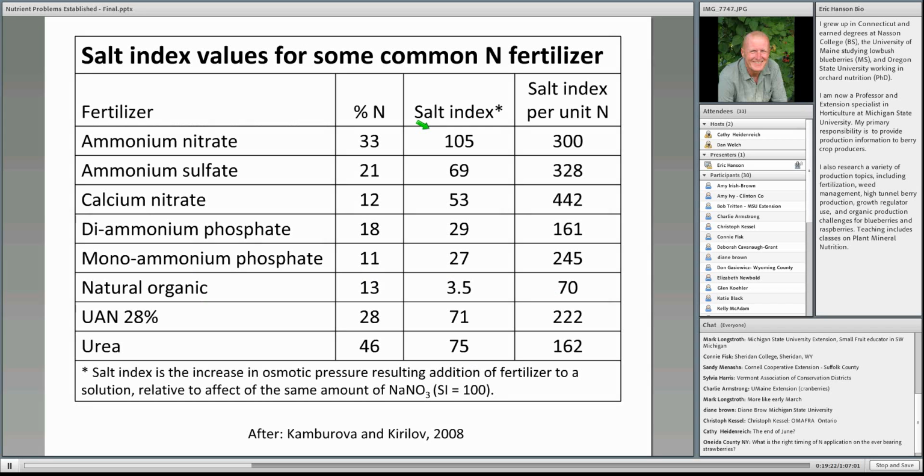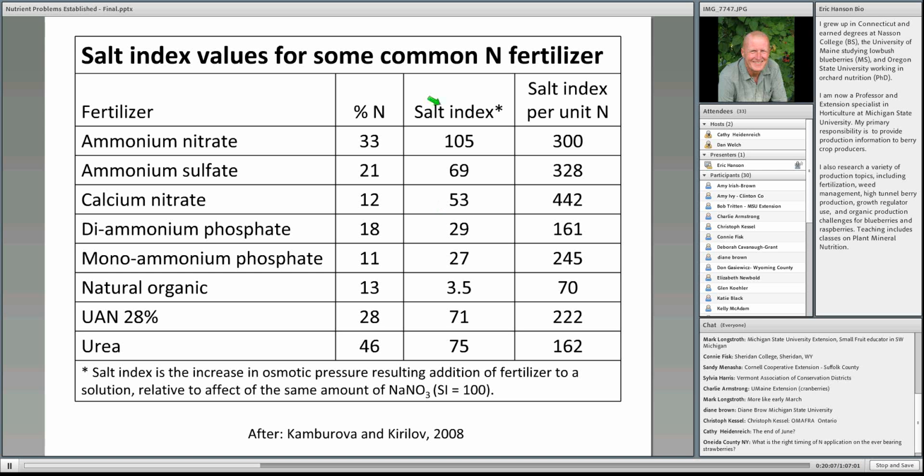And we talked a little bit about the salt index in the earlier webinar. So this is a measure of the potential for causing salt stress to plants. And I again wanted to reiterate that you often see these salt index values for different fertilizers, and if you consider these only, then you'd steer away from ammonium nitrate, for example, that has a very high salt index and a high potential for causing injury. And you might look more closely at calcium nitrate, for example, that has a lower salt index value.